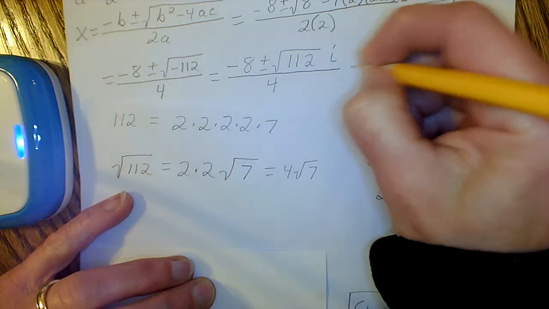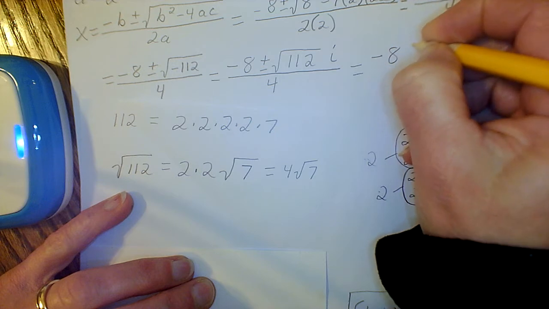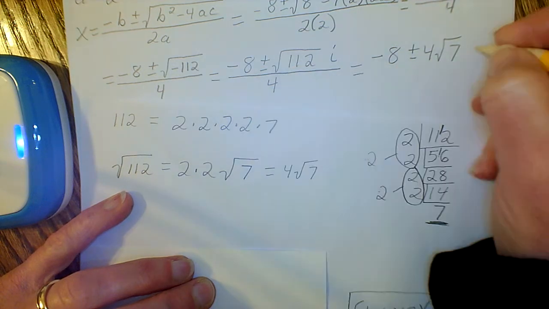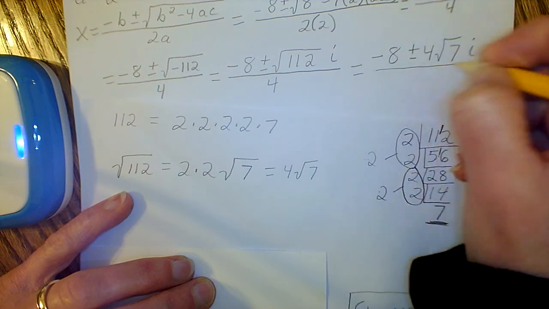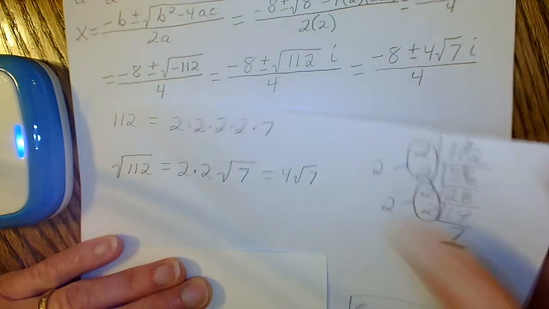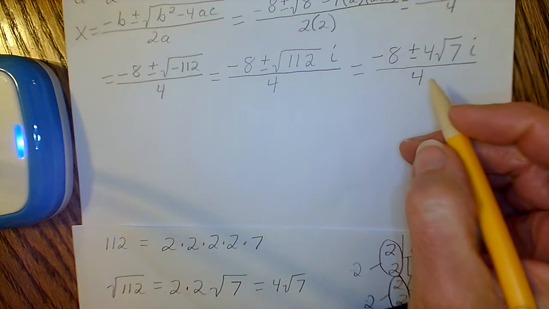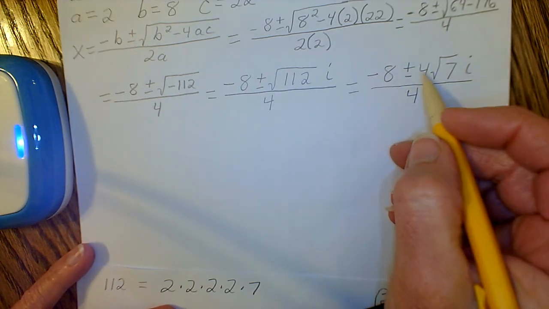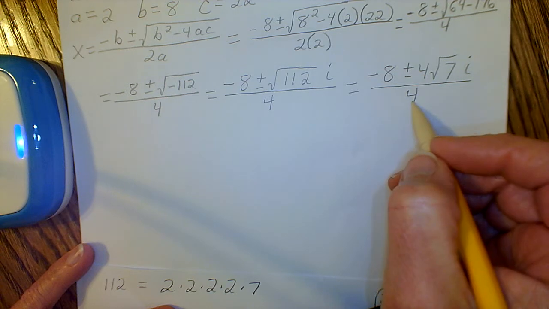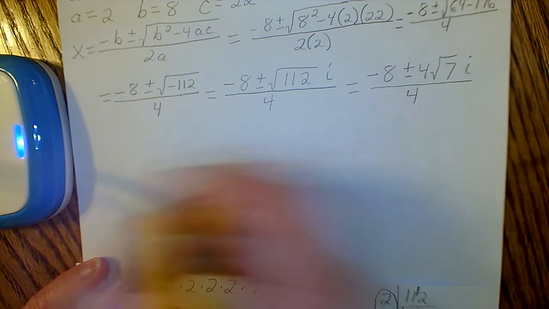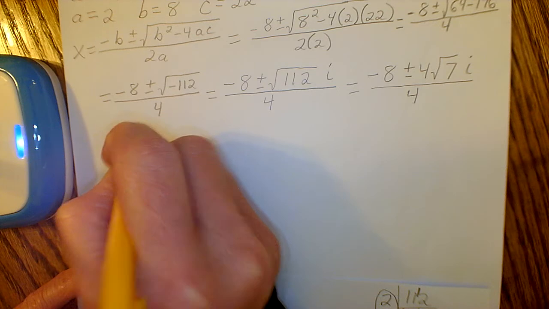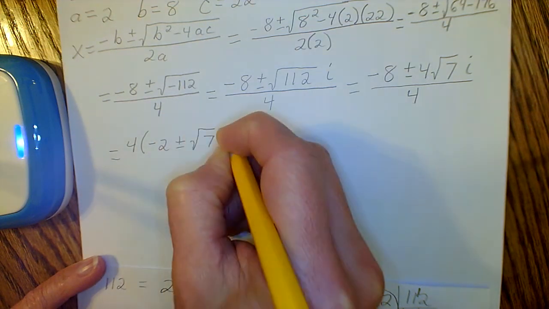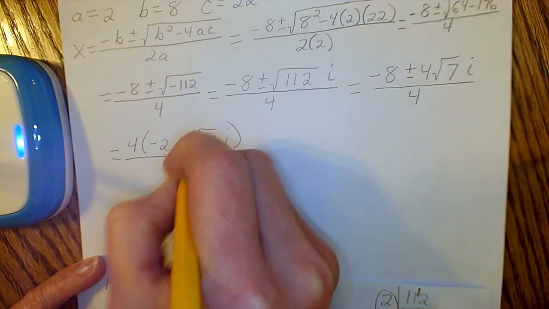Now let's put that up here. So that would mean that we've got negative 8 plus or minus 4 square root of 7, that's taken the place of the square root of 112, with an i on the outside, all over 4. Now recall in math we want to simplify if we can, so we're going to ask ourselves, is there something that goes into both of the terms in my numerator and the term in my denominator? Well, yes, there is. It's a 4. So let's factor out a 4, so that would be 4 times negative 2 plus or minus the square root of 7i all over 4.